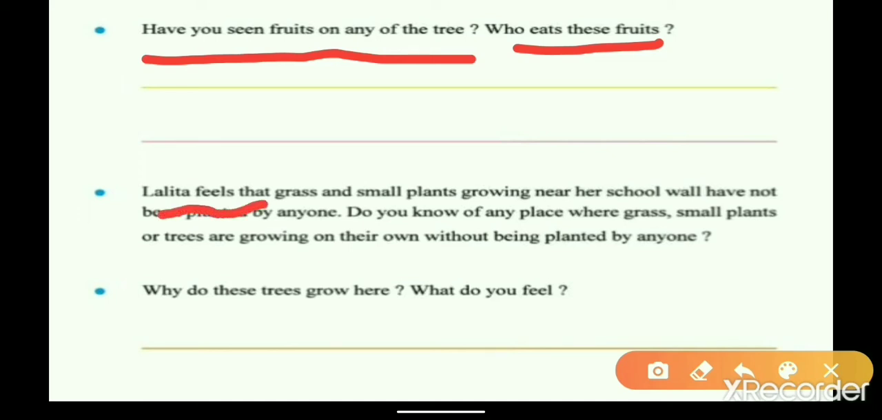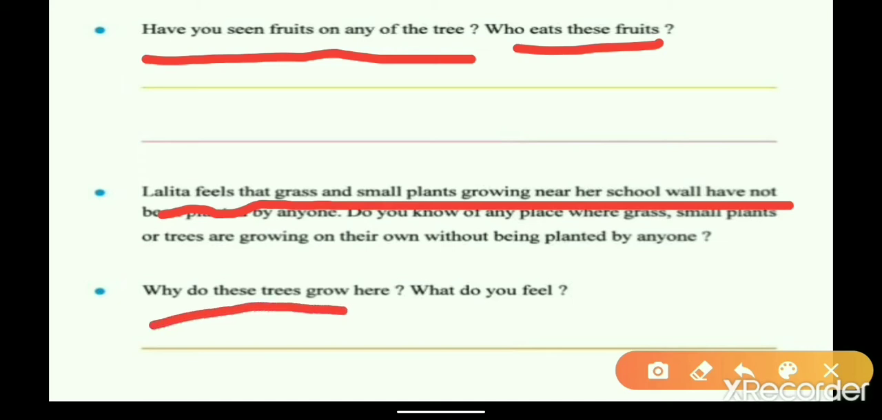Lalita feels that grass and small plants growing near her school wall have not been planted by anyone. Do you know of any place where grass, small plants or trees are growing on their own without being planted by anyone? Look at your surroundings and see if you have seen any plants, grass or small trees growing on their own. Why do these trees grow here? What do you feel? They have grown naturally.